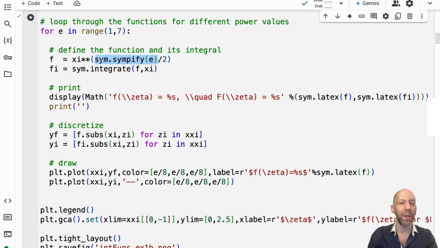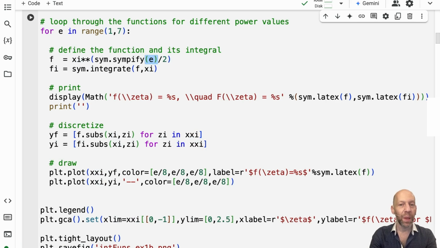So I'm using the function sym.simplify with one of the numbers. And this is going to be the difference between 1 divided by 2 versus 0.5. Okay, so just to illustrate to you, if I did this, then here at the first iteration we would have x to the power of 0.5, because Python will evaluate this term to be 0.5, and then that becomes the symbolic expression.